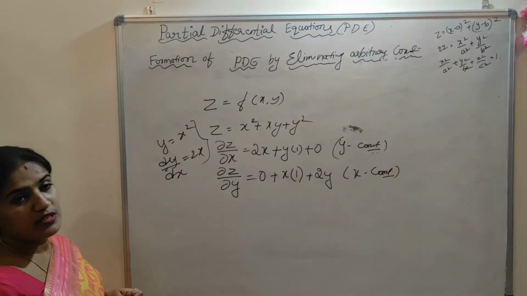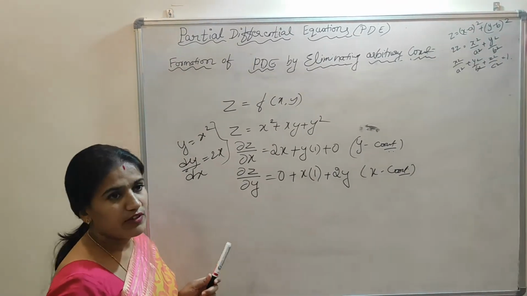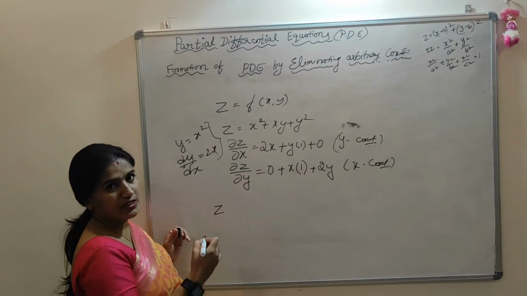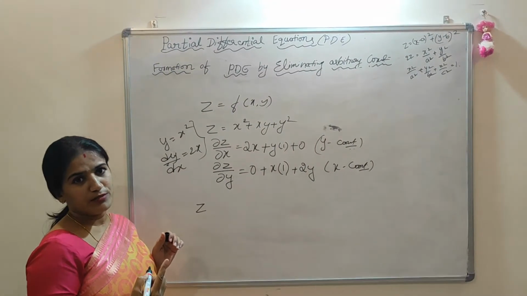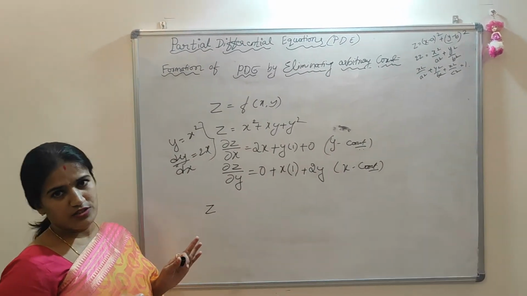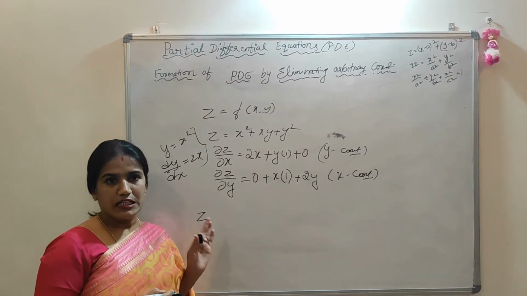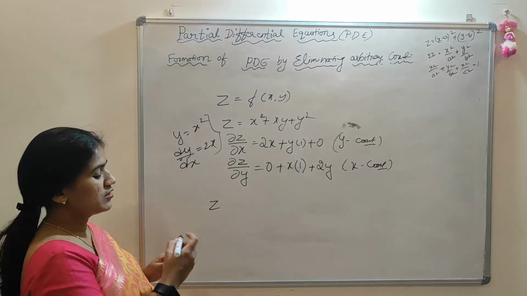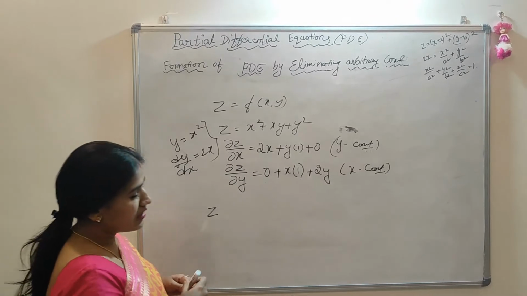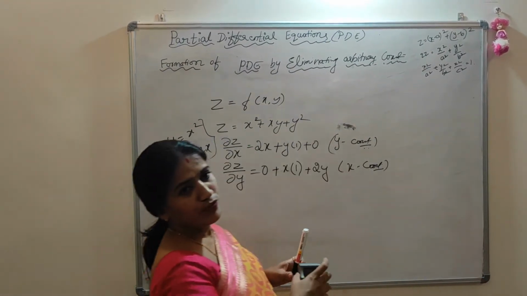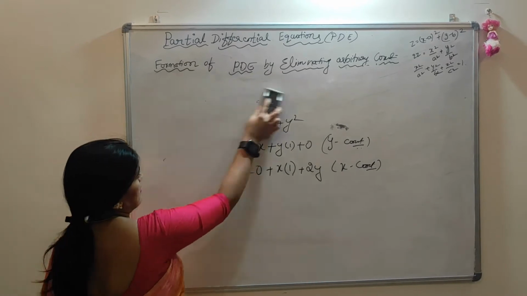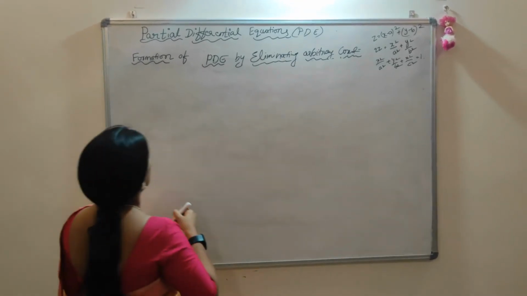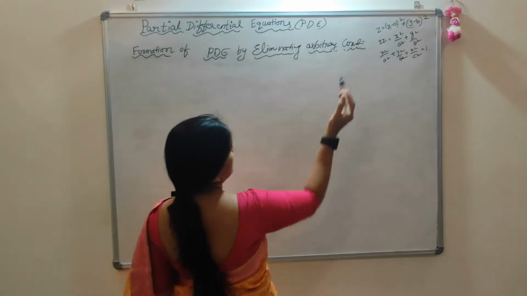Now we are going to study partial differential equations. An equation which involves a dependent variable and its derivatives with respect to two or more independent variables is known as a partial differential equation. In this chapter, the problems are formation of PDE by eliminating arbitrary constants.